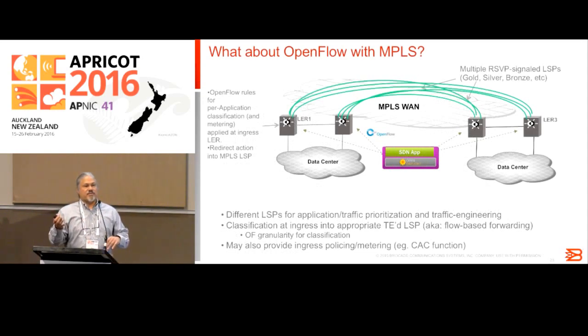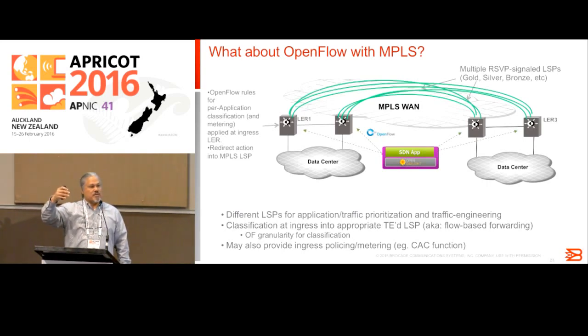So for my MPLS friends, what about OpenFlow with MPLS? Again, my talk isn't about building networks with OpenFlow. That's an entirely separate discussion. My talk is about using OpenFlow to provide a service. Here's a very simple use case where maybe you have multiple LSPs, gold, silver, bronze for different priorities. And at the ingress LER, you can have an OpenFlow rule that says, for these type of packets, voice over IP, video over IP, put it in LSP blah. So it's a redirect action.